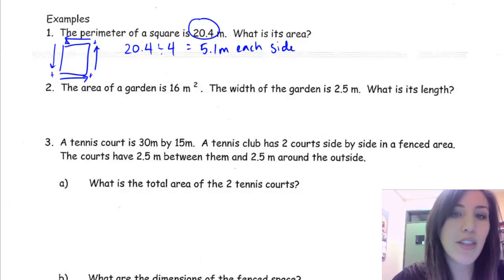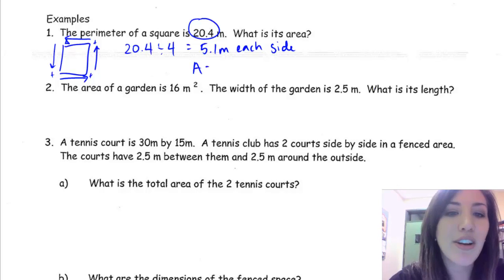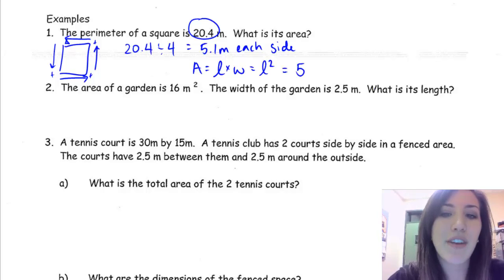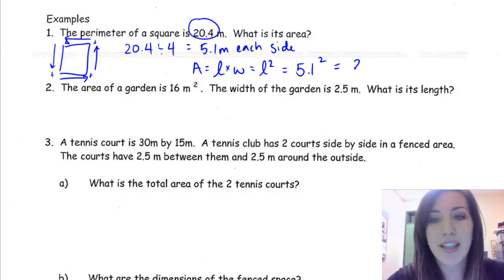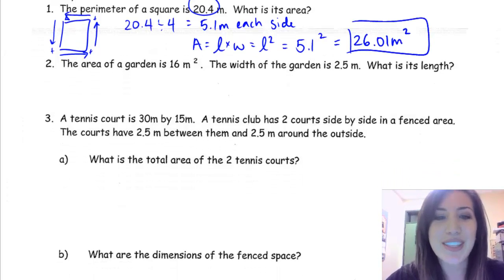So now that we know each side length, we can figure out the area. We know that the area of a square is special because the length times width is the same as length times length, which is the same as length squared. So we can say 5.1 times 5.1 is the same as 5.1 squared, and that's 26.01 meters squared. Way to go. Let's try the second example.